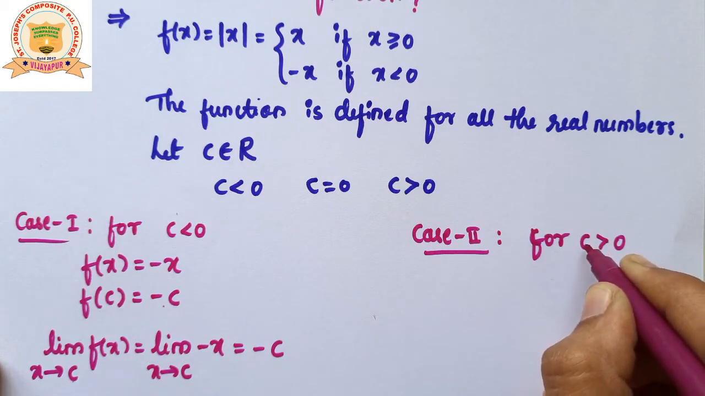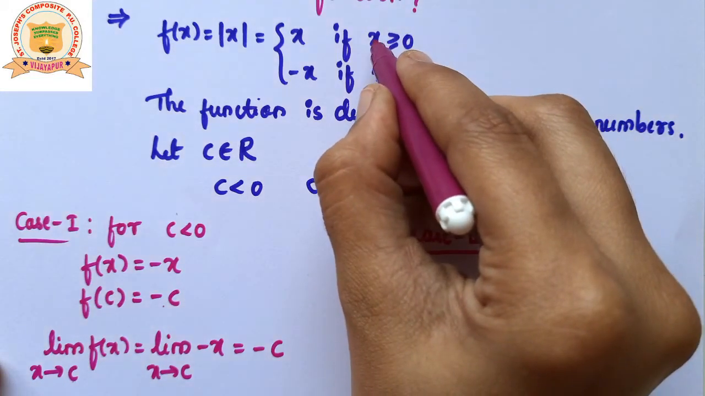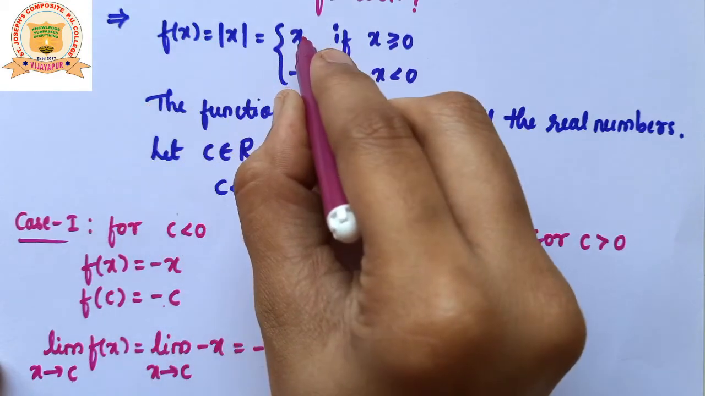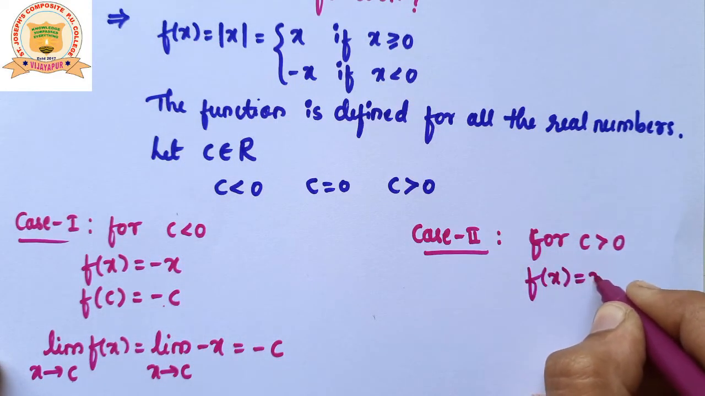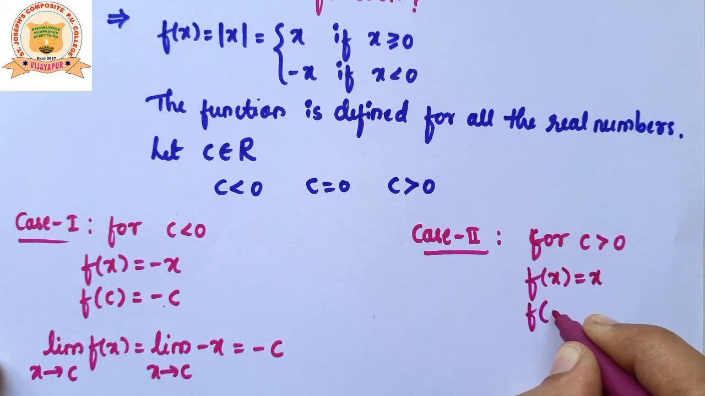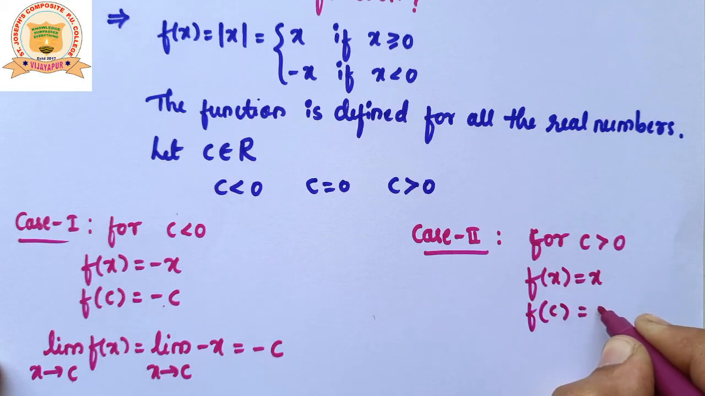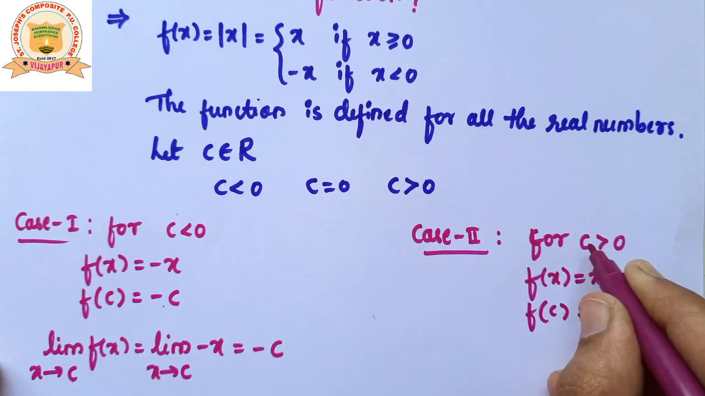Here the c is any real number greater than 0. For any real number greater than 0, the functional value is x. Therefore, f of x value is x for c greater than 0. So, if I substitute c in place of x, then we will get f of c as c. This is the functional value at c.